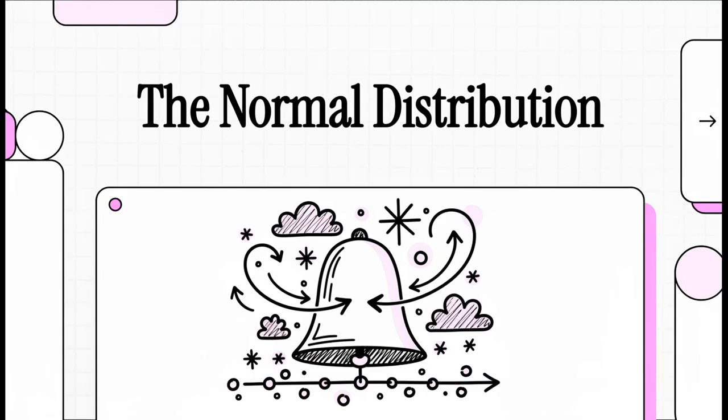All right, today we're going to talk about what is maybe the most important, most famous shape in all of statistics. Its official name is the normal distribution, but you've probably heard of it as the bell curve. And trust me, once you really get what it is, you are going to start seeing it absolutely everywhere.